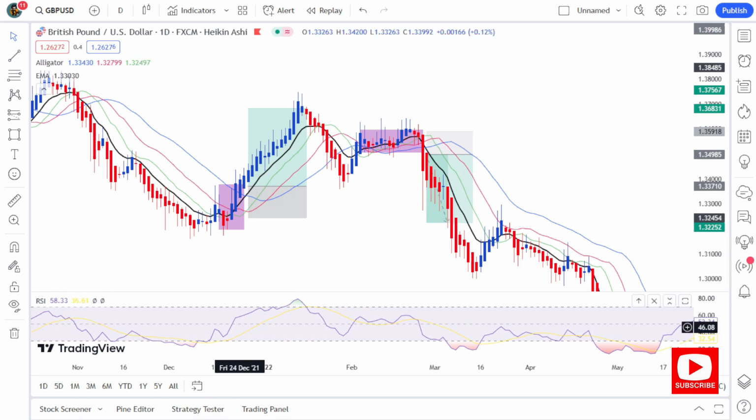So we check the momentum. If it's aligned with our setup, then we take our trade.